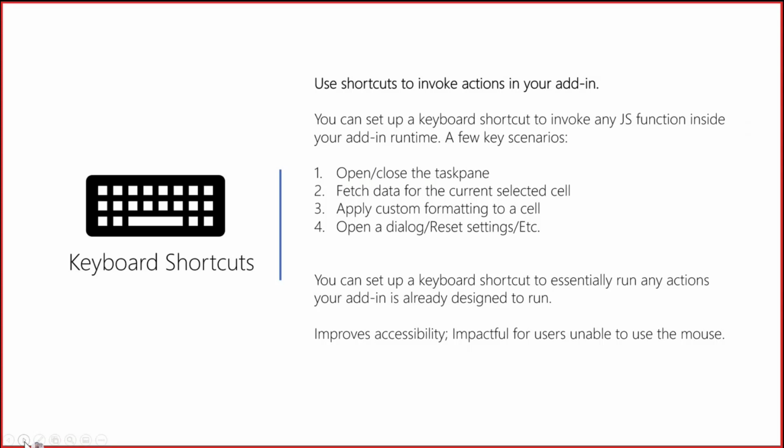So hopefully you've been able to use shortcuts over the last couple of months, but essentially keyboard shortcuts are a way to assign shortcut combinations to any add-in actions that you have. So this is talking about just Excel for now. And you can use keyboard shortcuts to do many actions, anything that your add-in can do already today. So things like opening and closing the task pane, fetching data for the current cell, applying any kind of formatting to a cell, or opening a dialog or resetting settings or anything within the runtime of your add-in.